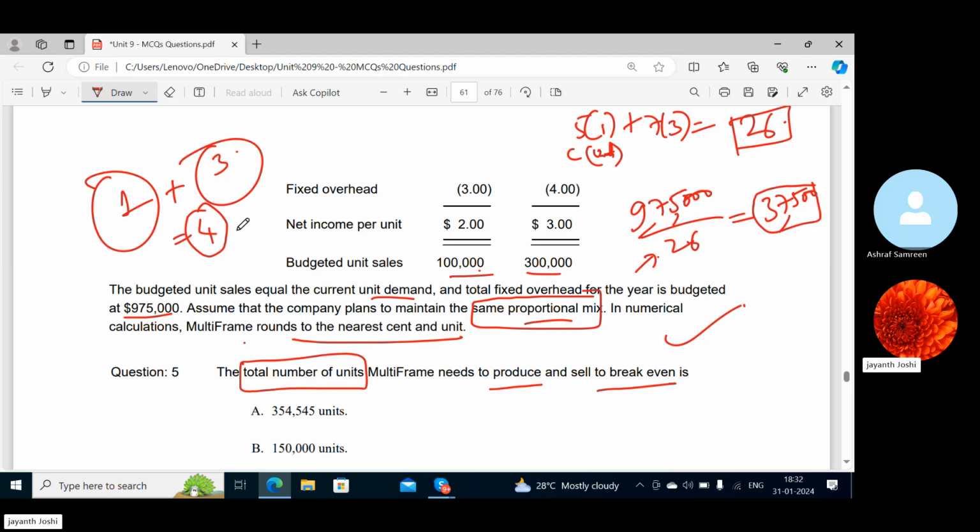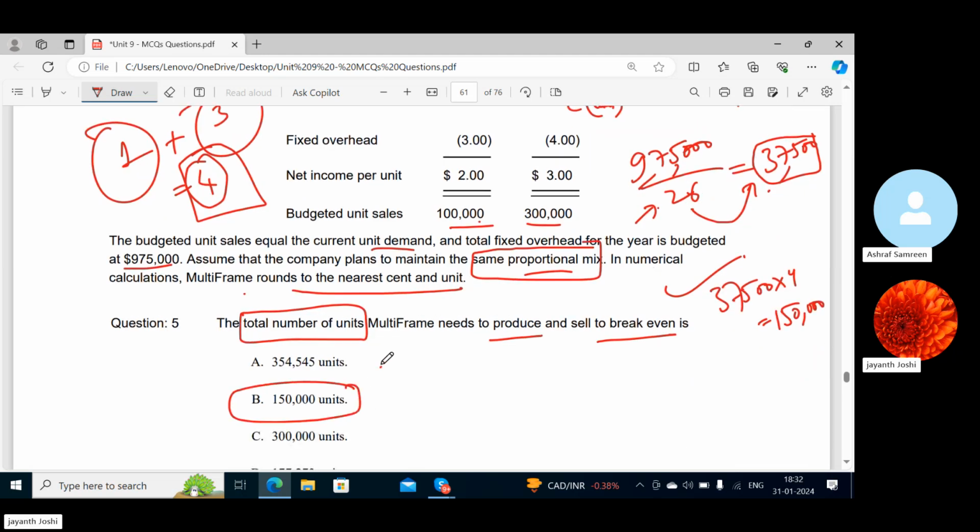So if it is like 37,500 just to break even, the quantity should be 4 times, right? Yes. Totally to break even, for both the frames. Yes. So 37,500 into 4. How much? 1,50,000.